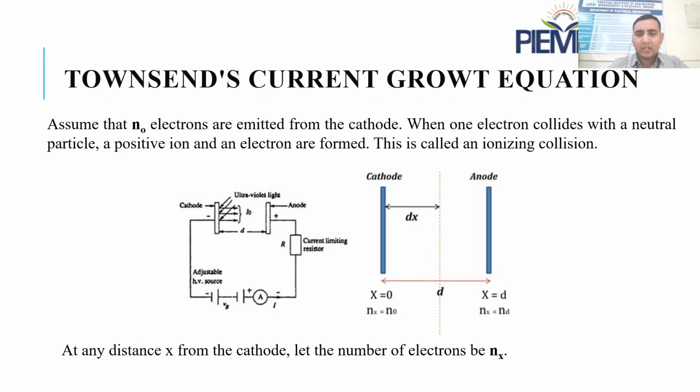As you see in this diagram, we have a cathode and an anode plate with a distance d between them. Let us assume the cathode is at position x equal to 0 on the x-axis, and the anode is at x equal to d. If the number of electrons at the cathode side is n0, then, as we know, by the UV radiation more electrons are produced. If the number of electrons reaching the anode is nd, nd should always be greater than n0, from the formulation of the ionization collision method.